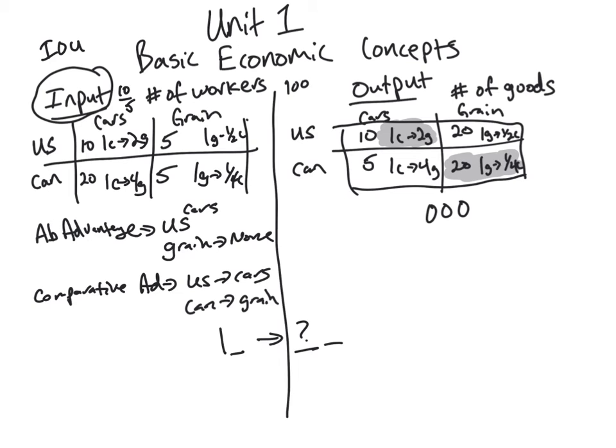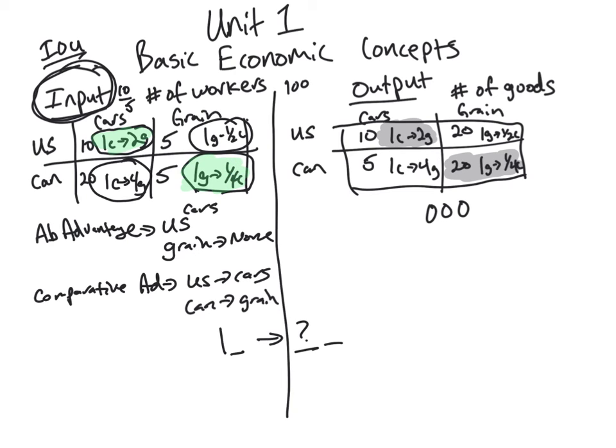And now these numbers that we have right here are all in terms of outputs. So IOU is when you have an input question and we convert it to output numbers to show us, again, who's got an absolute or comparative advantage, or I should just say comparative advantage in these two goods. All right, so one more time. The US, 2 is better than a 4, and Canada, 1/4 is better than 1/2.